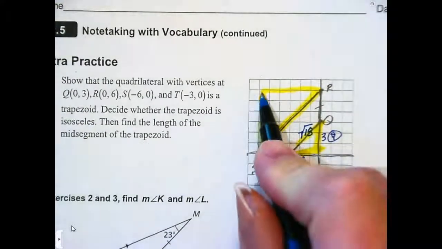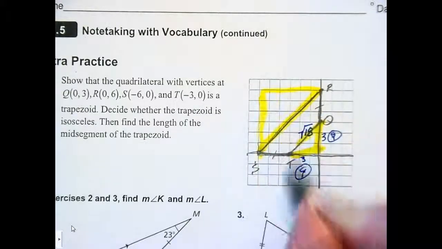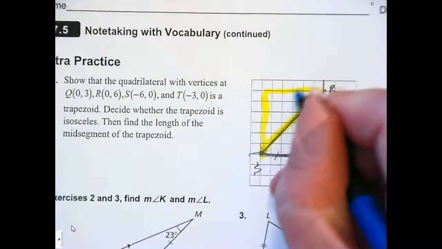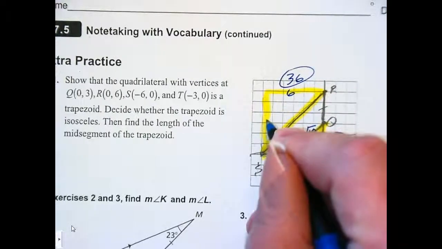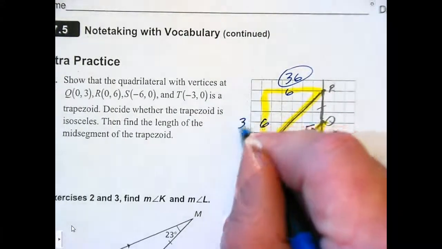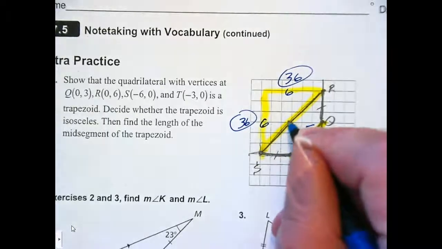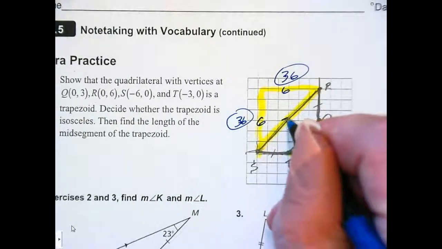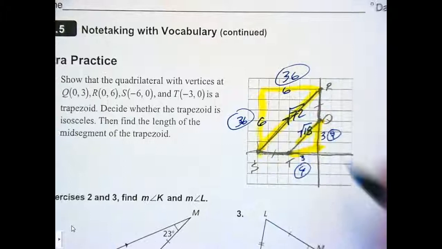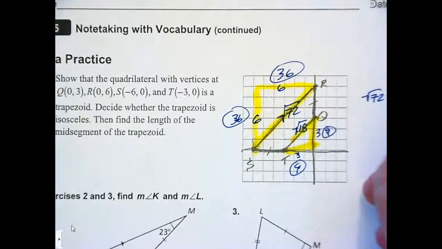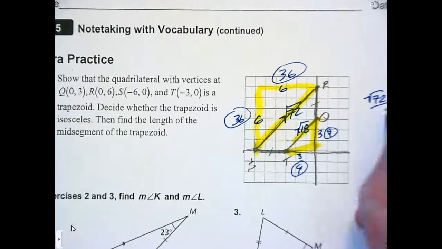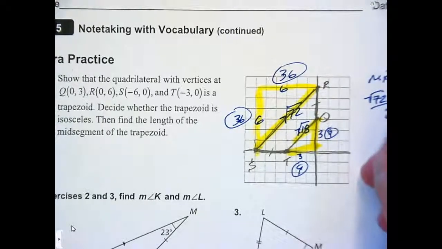So look at this side. What's this length? 6. And 6 squared is 36. And this length? And this. And so this is 36 plus 36, root 72. So root 18 and root 72, all divided by 2, is the length of the midsegment. That's our midsegment length.